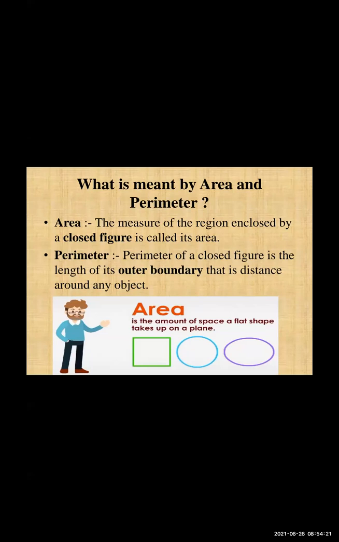First of all, let us recall what is meant by area and perimeter. These are the definitions of area and perimeter. First we will see the definitions and then we will go for examples, which you can relate to your day-to-day life or real life. So first of all, what is the definition of area? Area: the measure of the region enclosed by a closed figure is called its area.